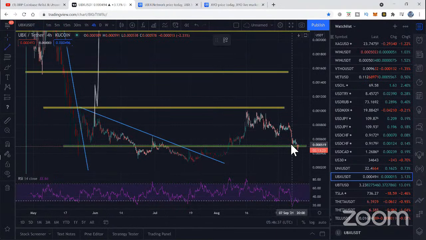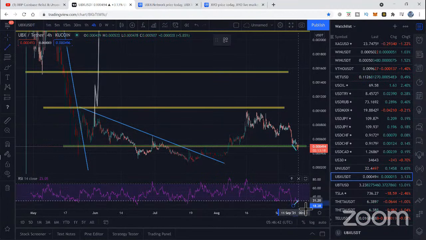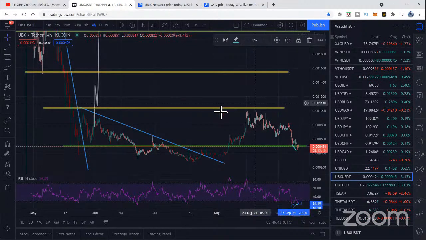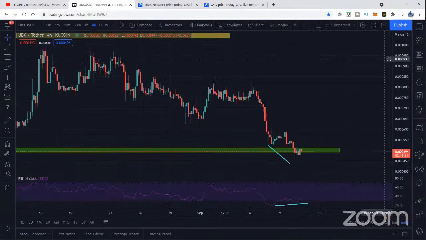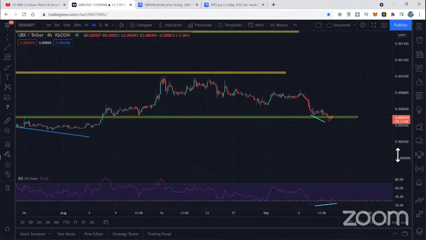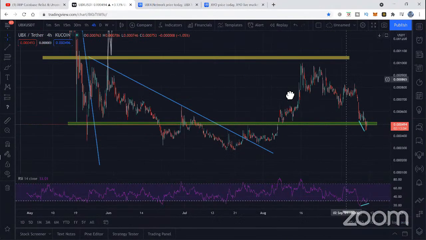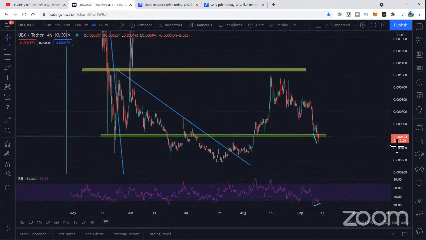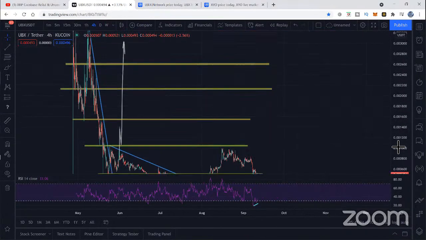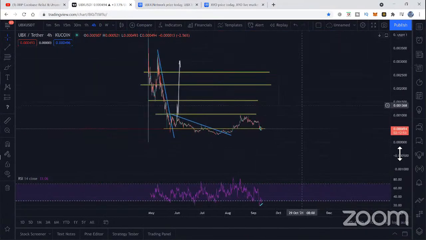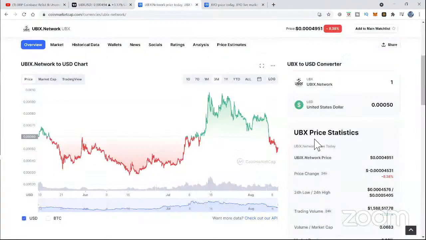Beautiful 4-hour divergent bottom. Just getting ready to skyrocket. So that's what I see on UBX. I think that this might be the last time on this cycle minimum that it's at this price. And even when the cycle retraces, I don't think that it's gonna come back to that price that we're at right now. UBX network, what is it?